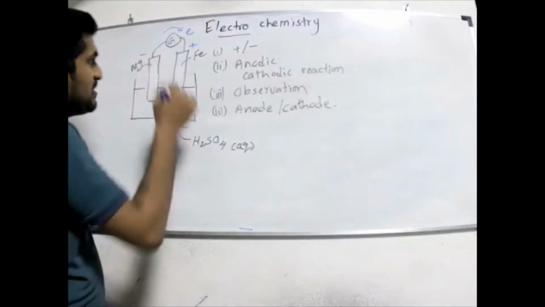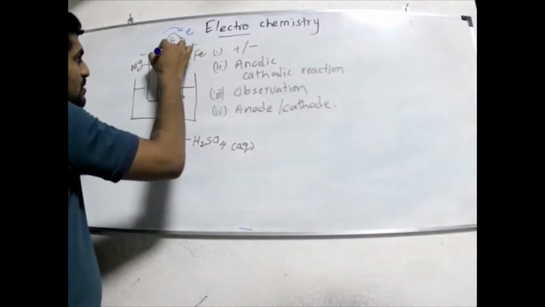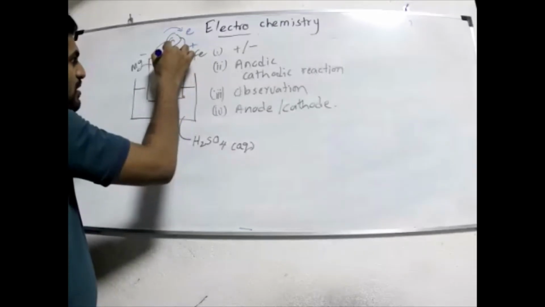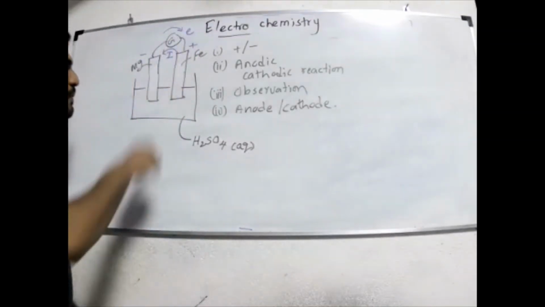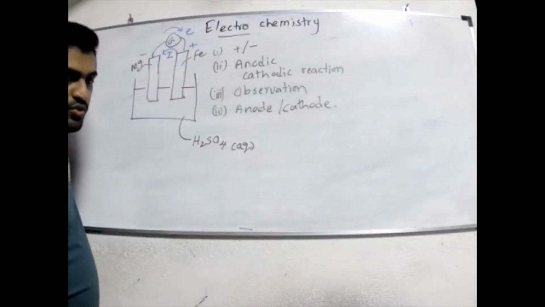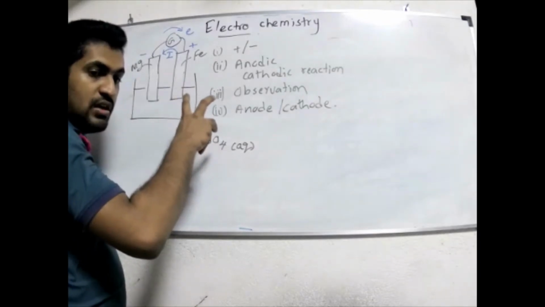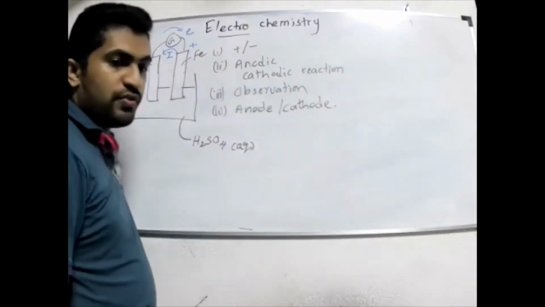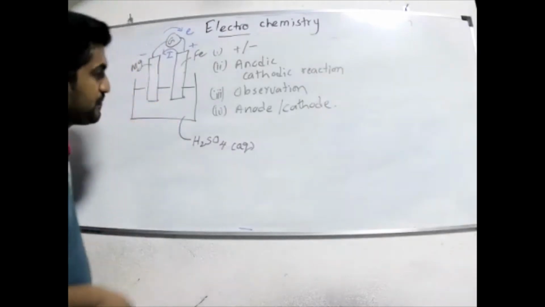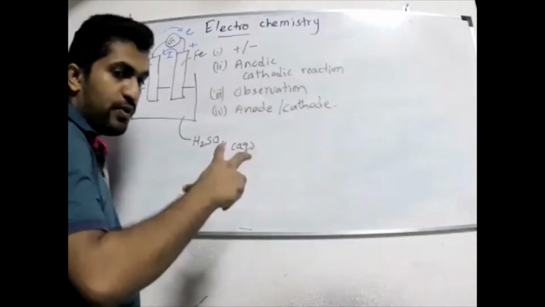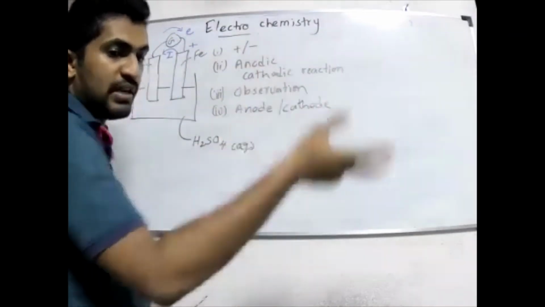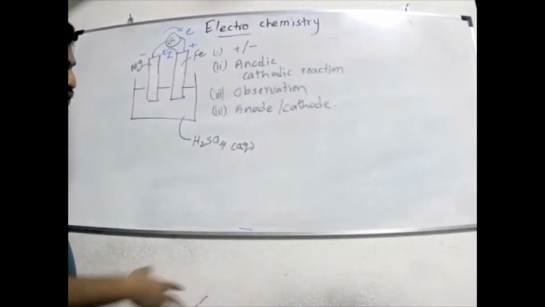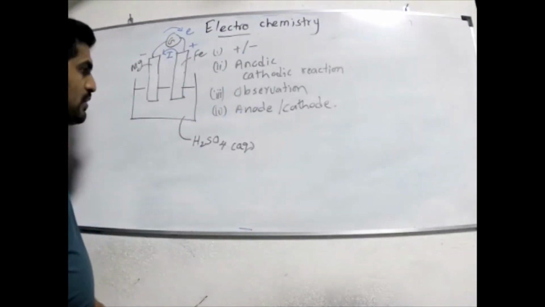But when someone asks what is the direction of current flow, current is flowing from plus to minus, but electrons are flowing from minus to plus. You know that the direction of the current flow is opposite to the direction of the electron flow.